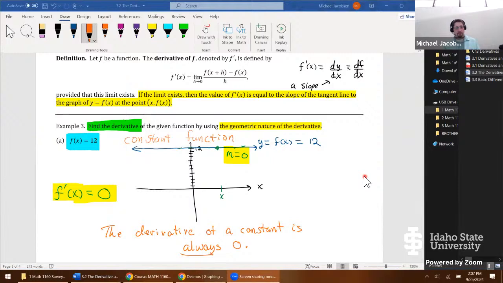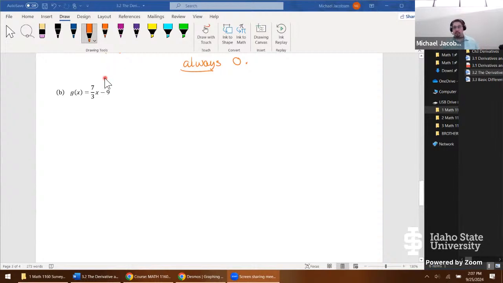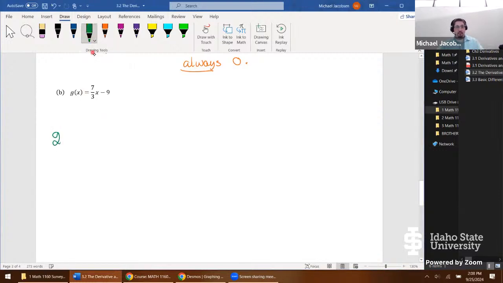Okay, so we could use the geometric nature of the derivative for this function because it's, in all honesty, kind of a boring function. It's just this horizontal line. The only thing that could ever change here is how high the line is. To make it even more interesting, we can make this line have some kind of slant. And that's what's going on in part B right here. So we have a new function, g of x equals 7/3 x minus 9. Like before, what we want is the derivative. So we begin by saying g prime of x. I haven't drawn the graph yet on this, but anyone see what the derivative should be just by visual inspection?